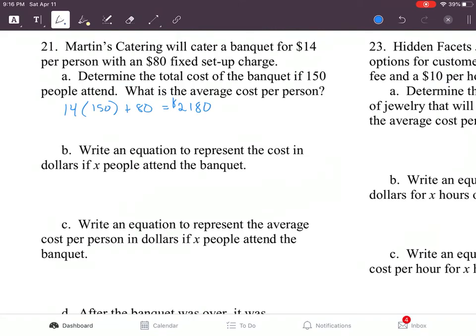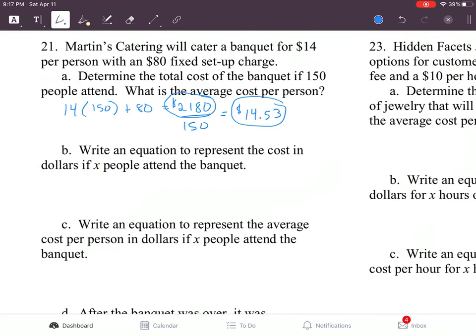If we want to know the average cost per person, we take this value and divide it by how many people there are. So there's 150 people, divided by 150, and that equals $14.53. So these are your 2 answers for the 2 separate questions.